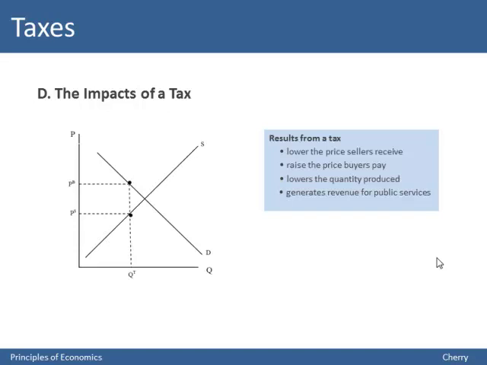After going through that, we can say a few things about what the impact of a tax is. One, it's going to lower the price the sellers receive. The seller is going to share some of the burden of the tax, and that's going to be implicit in that market negotiation that we talked about before. It's also going to raise the price the buyers pay. And then it's also going to lower the quantity produced and purchased. It's going to generate revenue for public services. All right, so those are the 4 results from a tax.